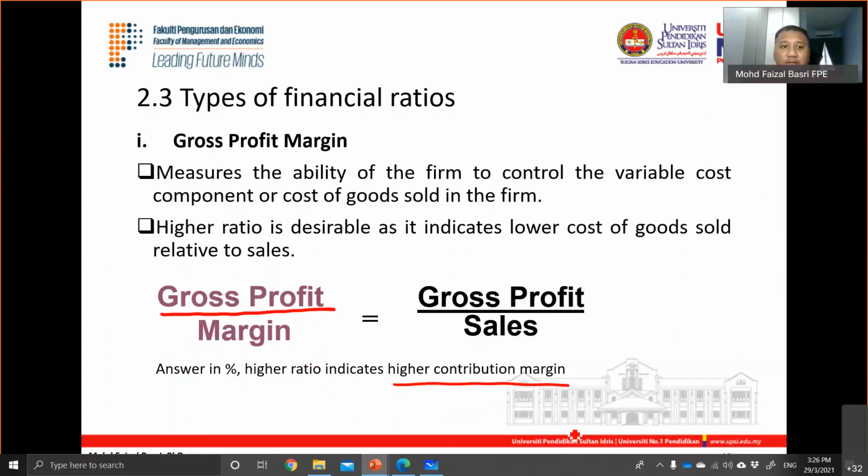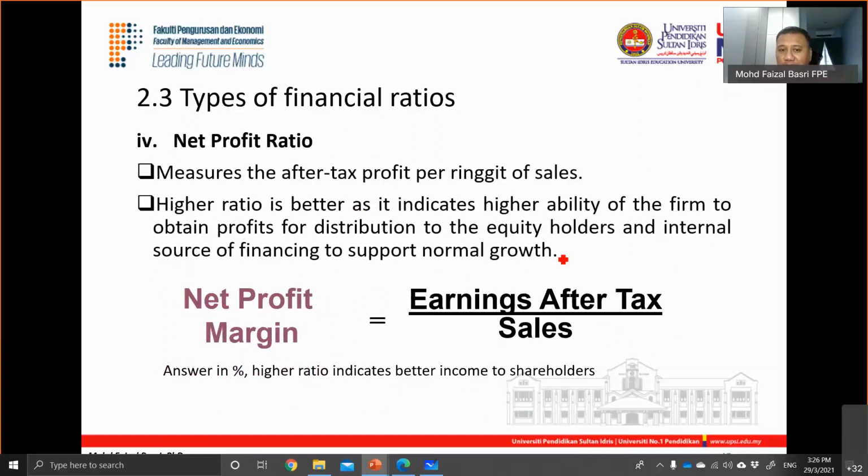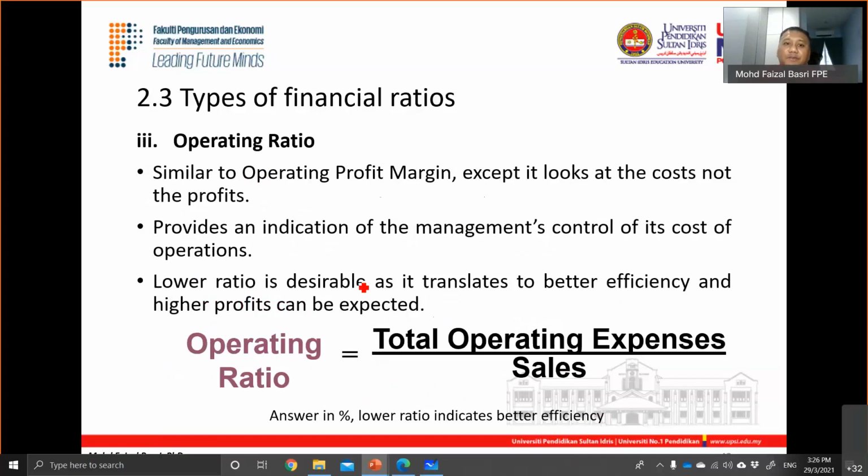But I showed you how to calculate the gross profit margin, the operating profit margin, which is earnings before interest and taxes, similar name, and also the net profit margin. Right, so we've done 3 so far. And I skipped one ratio just now, which is the third one, the operating ratio. This is the only ratio where we still use sales, but instead of profits, we refer to the expenses.